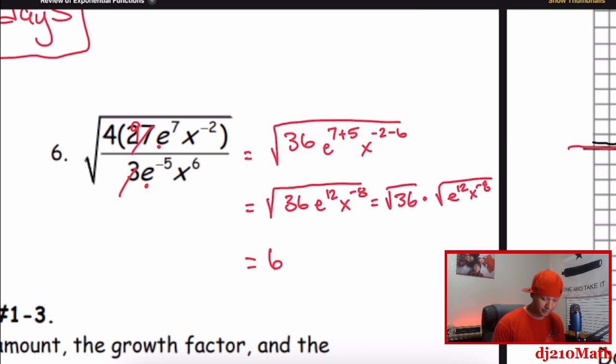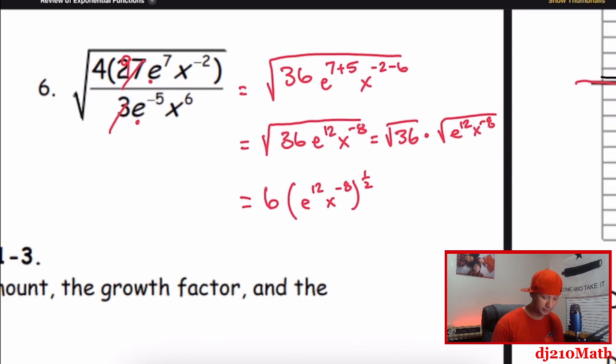I'm going to rewrite. So e to the 12, x to the negative 8 to the 1/2 power, right? That's what it means to be a square root as an exponent. All right, I'm going to apply exponent power rule, I guess you could say, by multiplying. So this is going to be 6 e to the 12 times 1/2, which is e to the 6, and then x to the negative 4.